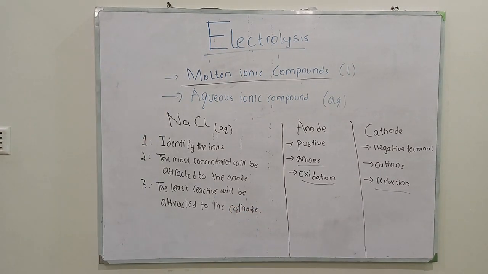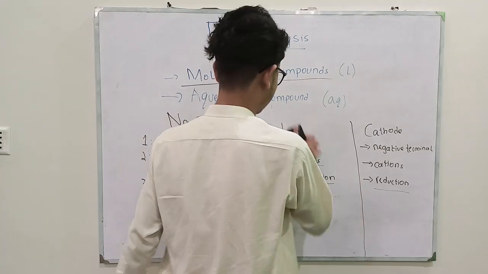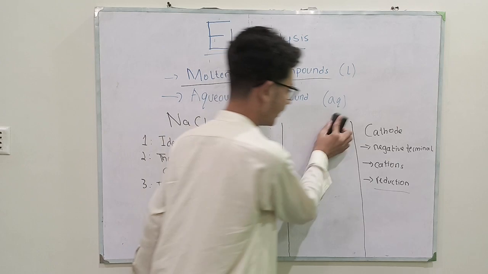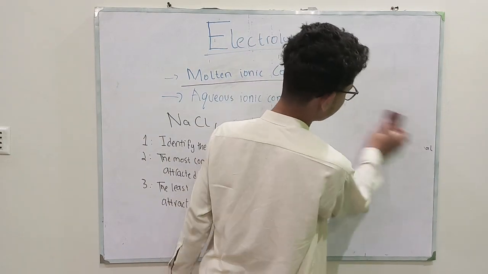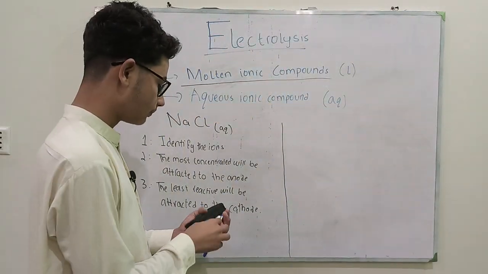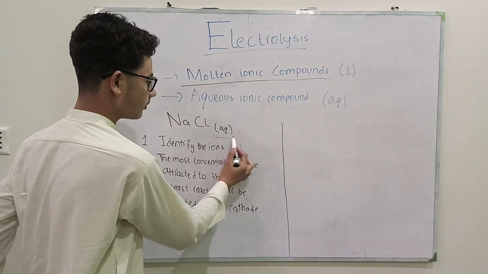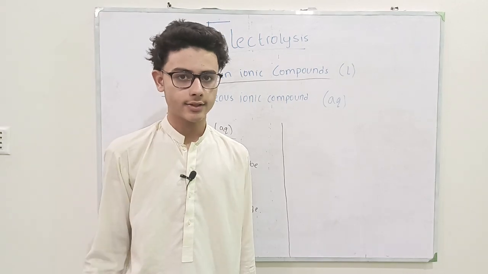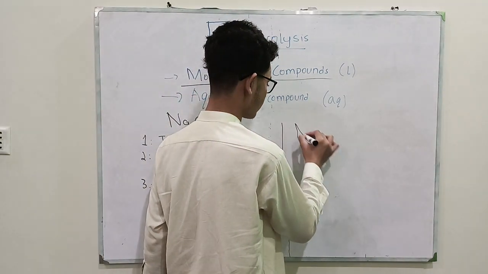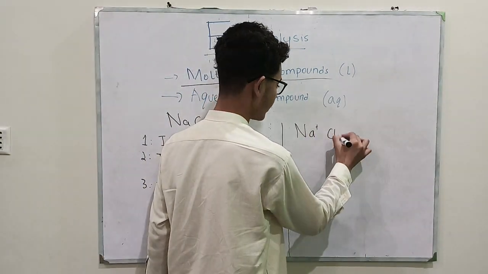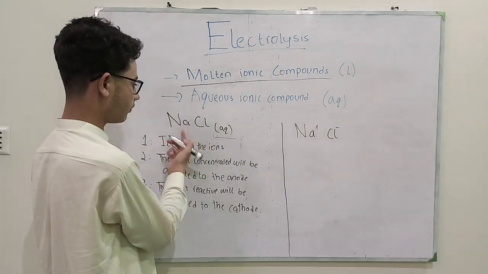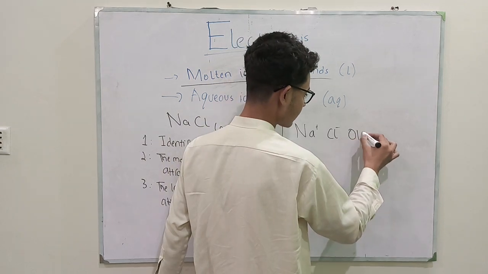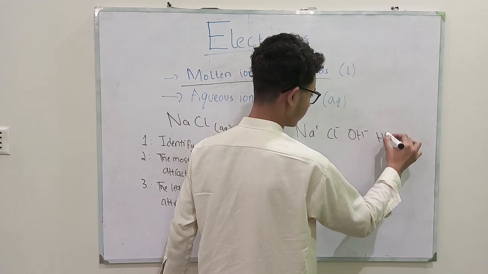Okay, so now in aqueous compounds, we will be looking at the ions. The first rule, identification of the ions. When the term aqueous comes, it means we will be having two more extra ions. The first will be Na and Cl, the ions which you already know, but two hidden ions. What are they? OH minus ion and H plus ion.